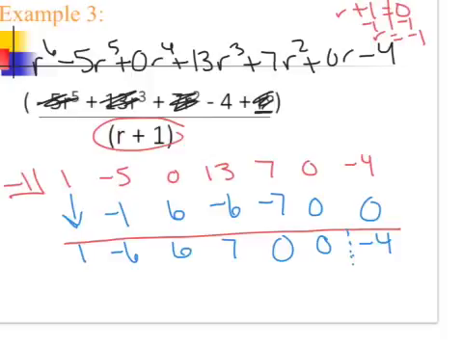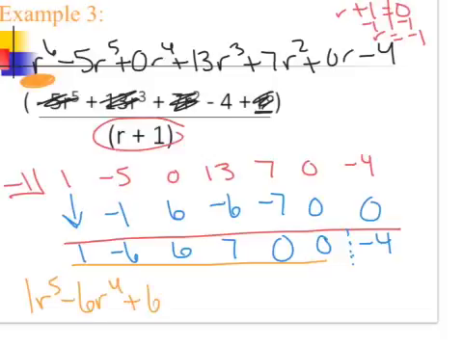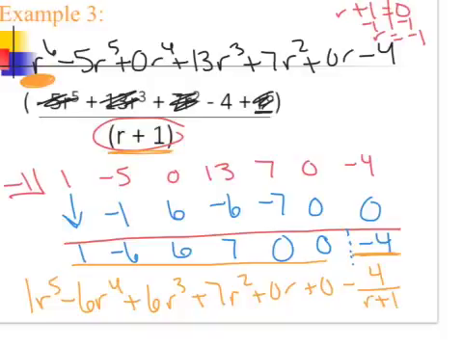So we'll write our answer. So remember, these represent your coefficients. So the first coefficient's 1, and we start with one less exponent than what we started with. So since we started with r to the 6th, this will be 1r to the 5th minus 6r to the 4th plus 6r to the 3rd plus 7r squared. So plus 0r plus 0. And then our remainder we write as a fraction. So minus 4 over our divisor, which was r plus 1.